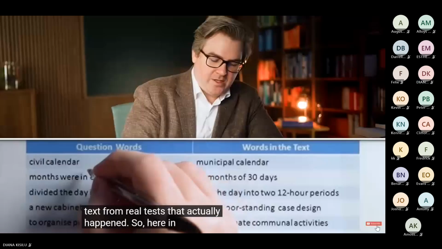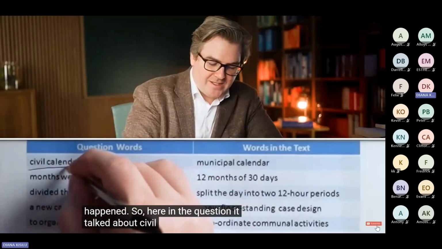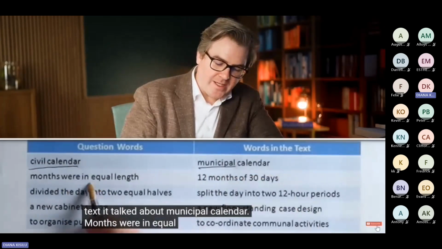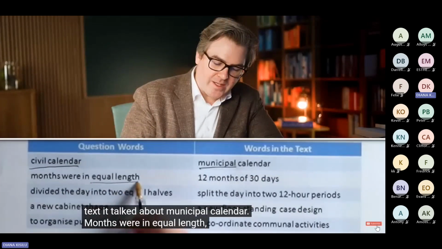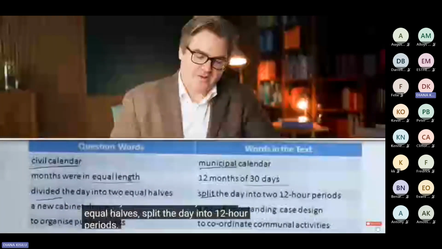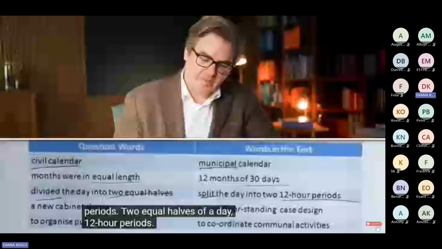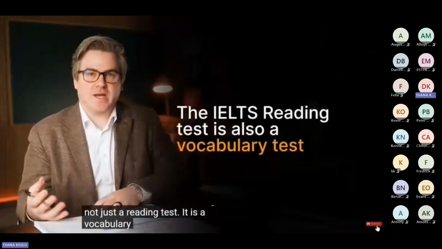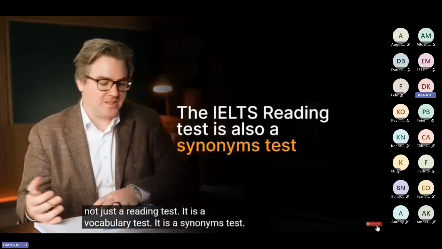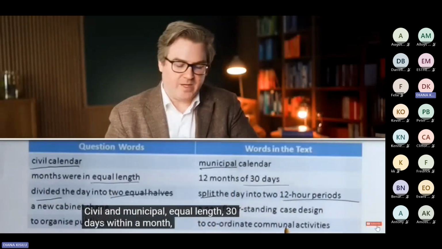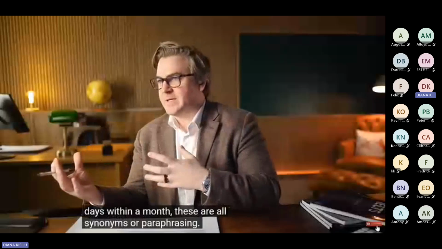So here in the question, it talked about civil calendar, but in the text about municipal calendar. Months were in equal length, 12 months of 30 days. Divide halves, split the day into 12-hour periods. 2 equal halves of a day, 12-hour periods. You're probably starting to see that the reading test is not just a reading test. It is a vocabulary test. It is a synonyms test. Civil and municipal, equal length, 30 days within a month. These are all synonyms or paraphrasing.